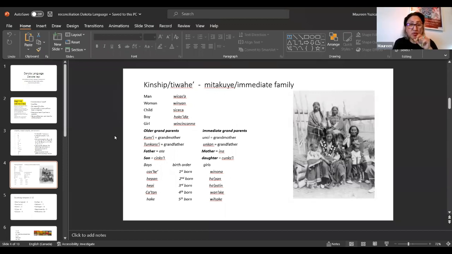The boys, they come in birth order. They always talked about how children were given names when they were born. They were recognized as being very sacred children. So children were given a name as soon as they were born. So these are how they're in birth order. I have a grandson from my son. He's the firstborn son. I call him Cheske because he's the firstborn son. My other son has his oldest daughter. Her name is Winona. We call her Winona. And for some reason, they respond better to their Dakota birth order names than their English names.